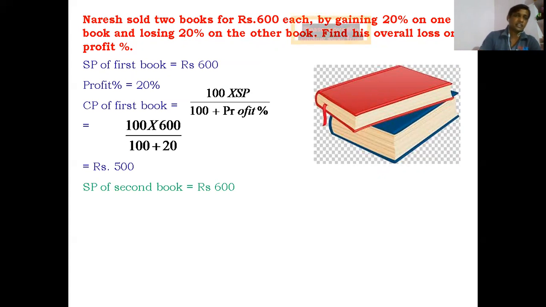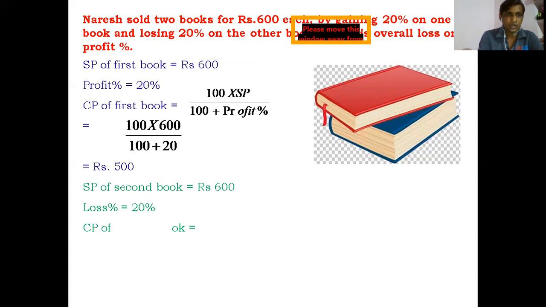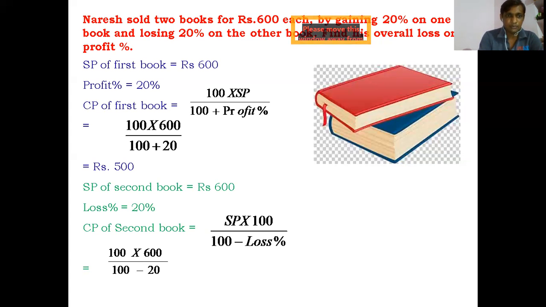Now I'm calculating the second book's cost price. I need to calculate in the same process. So selling price of second book is 600 rupees and loss percentage is 20%. Now cost price of second book is equal to 100 into SP by 100 minus loss percentage. That's equal to 100 into 600 by 100 minus 20, is equal to 100 into 600 by 80. So after simplification, I'll get 750 rupees.